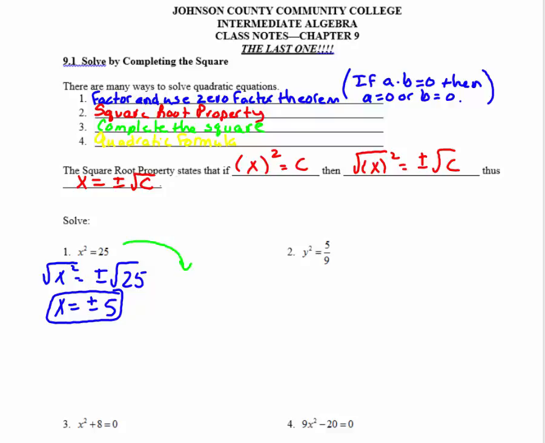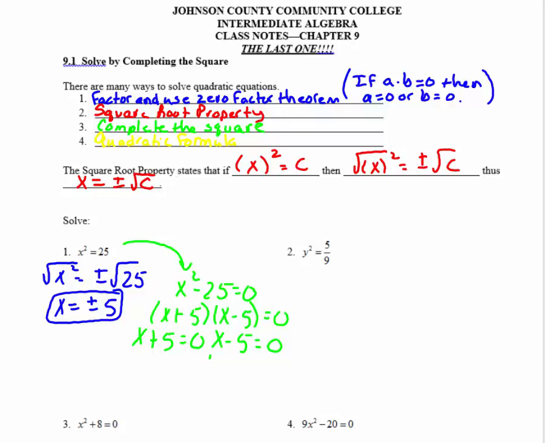But what if we tried to factor instead? So you'd subtract over the 25 and make it equal to 0. Is it factorable? Yes, it factors into x plus 5 times x minus 5 equaling 0. Setting each of those factors equal to 0, you'll see that we end up getting the same two answers. We get x equaling plus or minus 5.